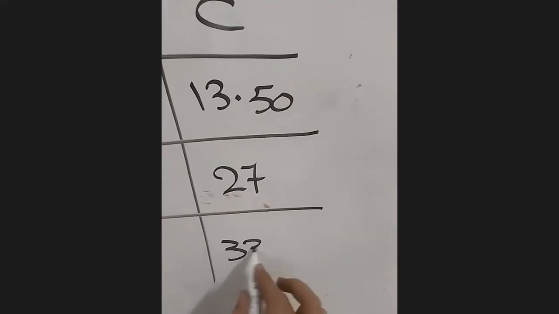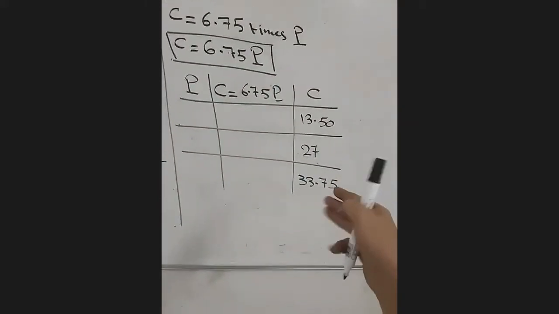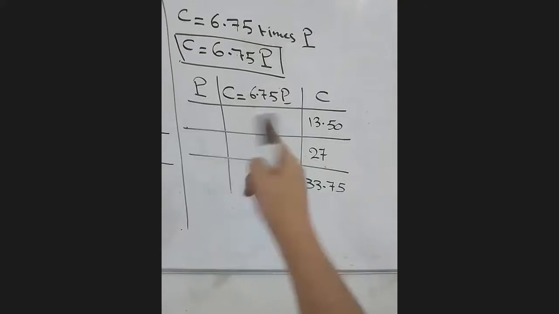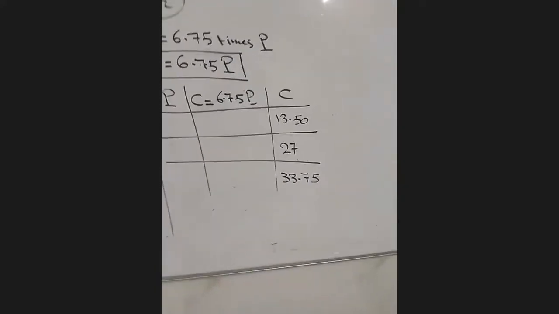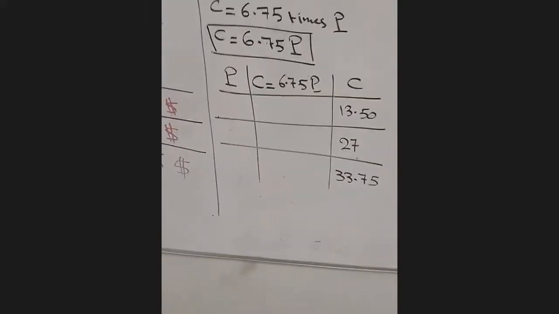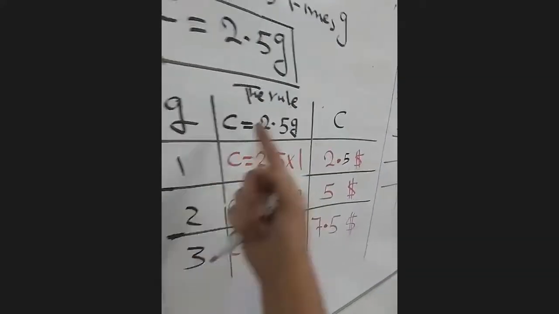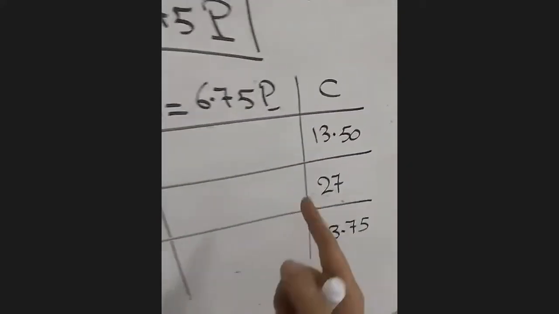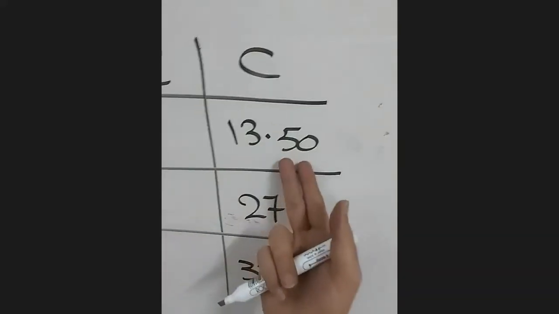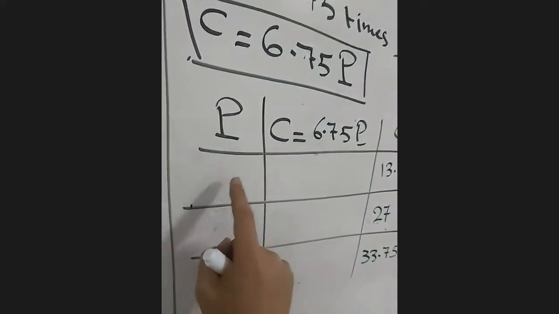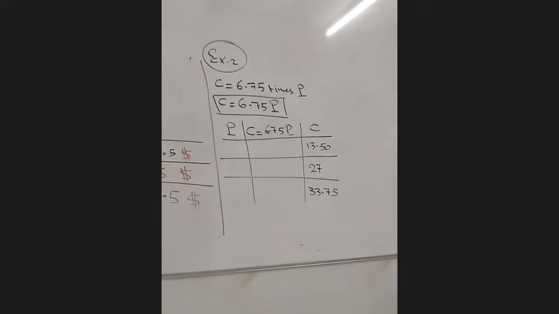33.75. Good. These are the given: the rule and the cost. They want what from us? P, how many pizzas. That means here the cost of 1 gallon is this number. But here, if the cost is 13.50, how many pizzas should you have? Do you understand it? Yes.